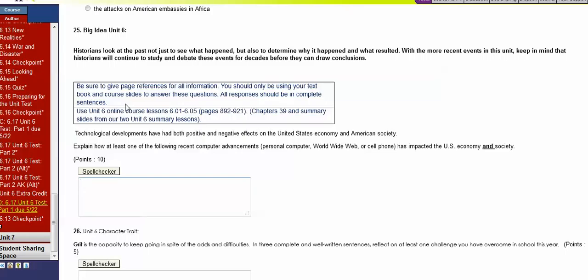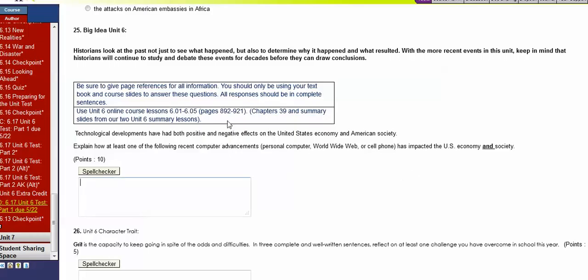Be sure to give page references for all information. You should only be using your textbook and course slides to answer these questions. All responses should be in complete sentences in your own wording. Use Unit 6 online course lessons 6.01 to 6.05, pages 892 to 921, chapter 39, and summary slides from our Unit 2-6 summary lessons, which were done on May 19th and May 20th.